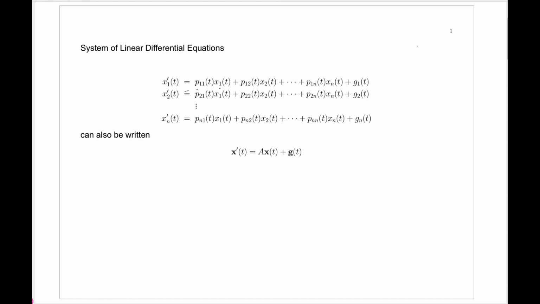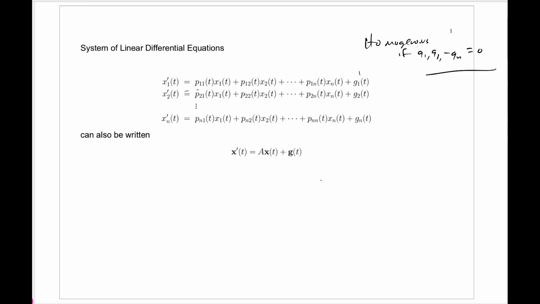So here we have our functions x1, x2 to xn, and we write x1 prime of t is some function p11 times x1 plus p12 x2 all the way up to p1n xn plus this extra term g1 of t. And we have similar equations for x2 prime, x3 prime, all the way up to xn prime. Now we call this system homogeneous if all the g's are 0. g1, g2 through gn are all equal to 0. Otherwise, it's a non-homogeneous system.